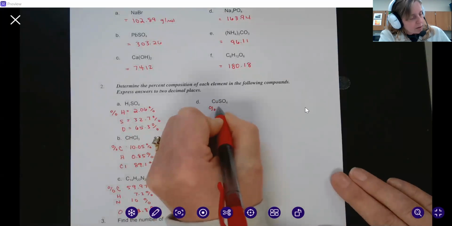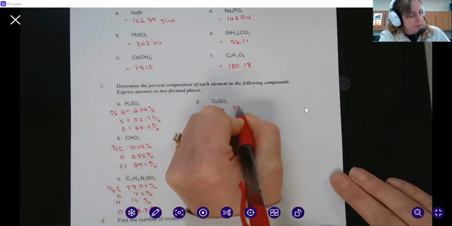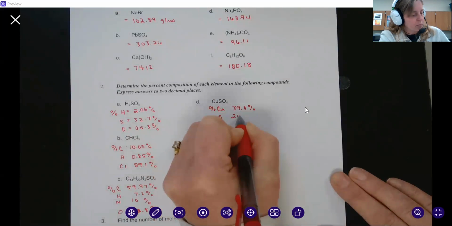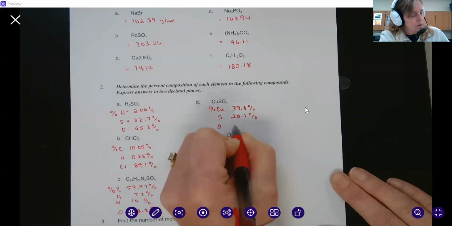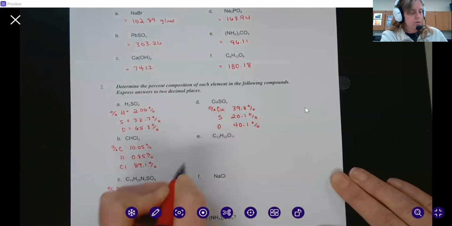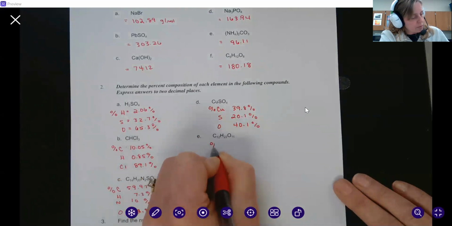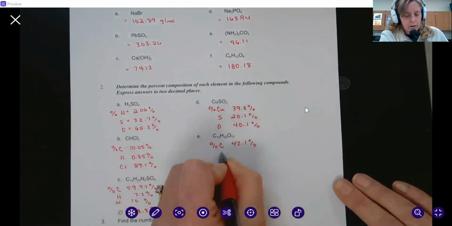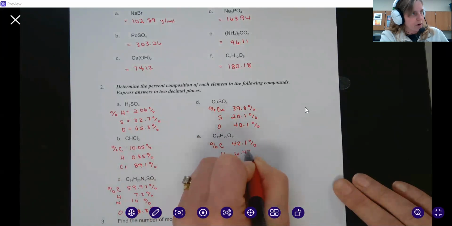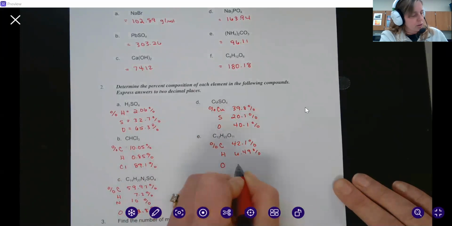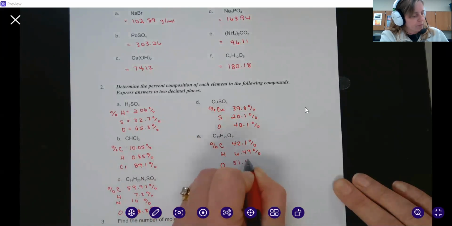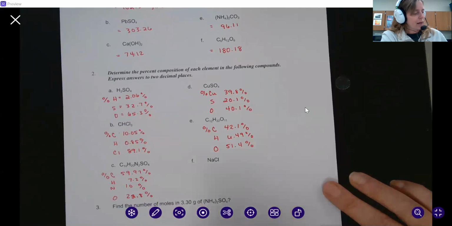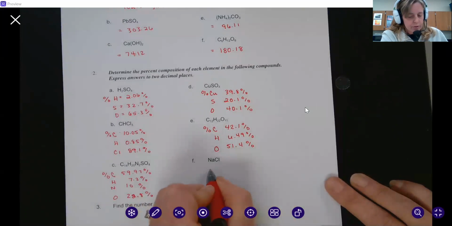Then you have your percent of copper for the next one. That's 39.8%. Sulfur is going to be 20.1%. And oxygen is going to be 40.1%. So percent of carbon is going to be 42.1%. Hydrogen is going to be 6.49%. And oxygen is going to be 51.4%.